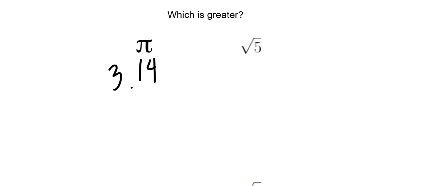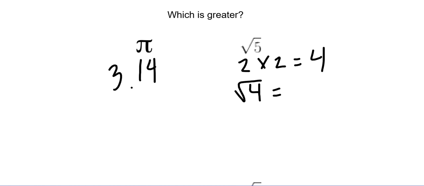All right, now we have square root of 5. Again, I want that to be a number that's easier for me to understand and work with. So let's figure out what the square root of 5 is going to be in between. So I know 1 times 1 is 1, but that's still pretty low. That's not super close to 5. Let's see if we can get closer. Oh, I know 2 times 2 is 4, which means the square root of 4 is 2.